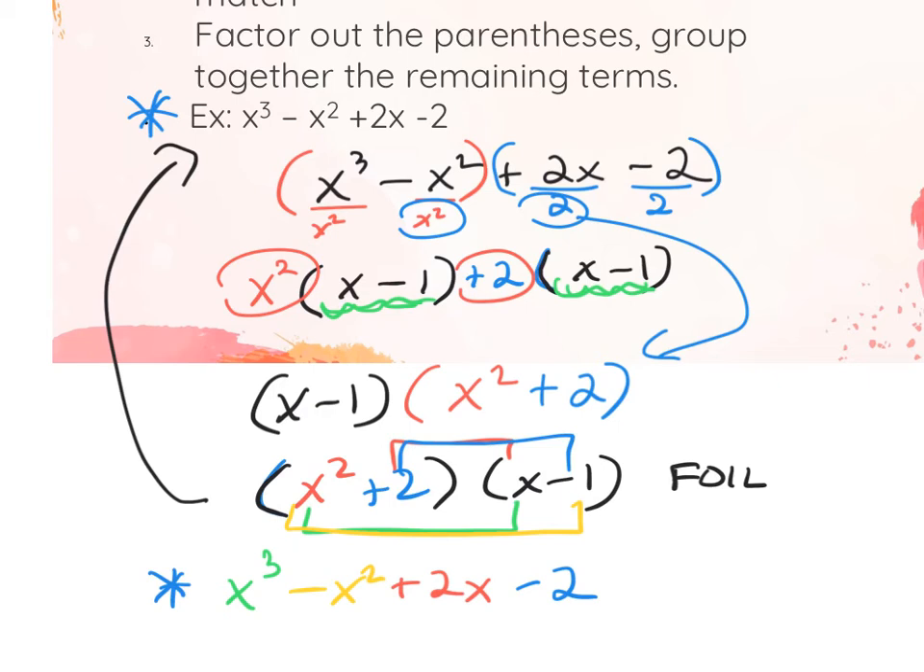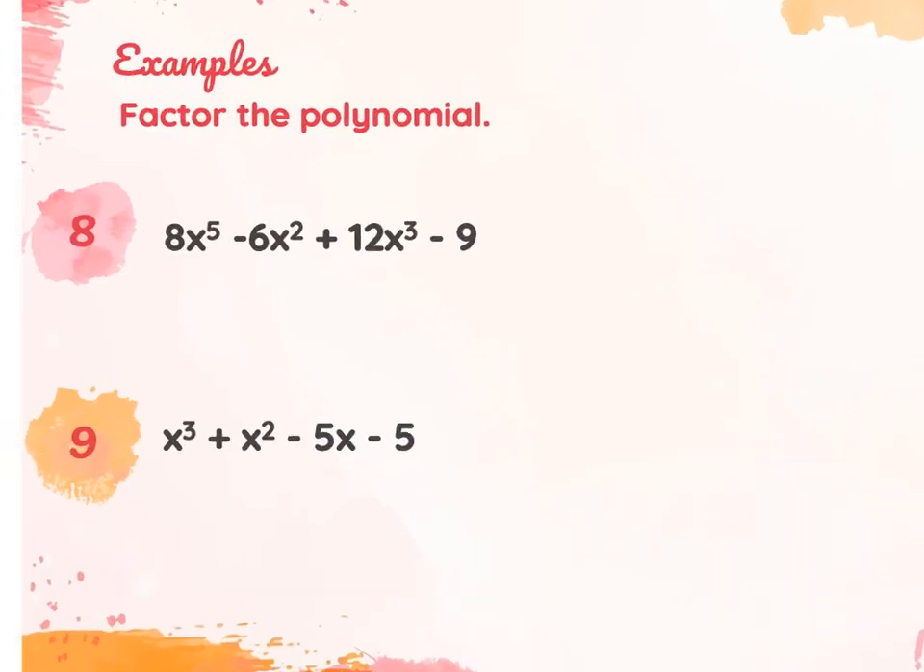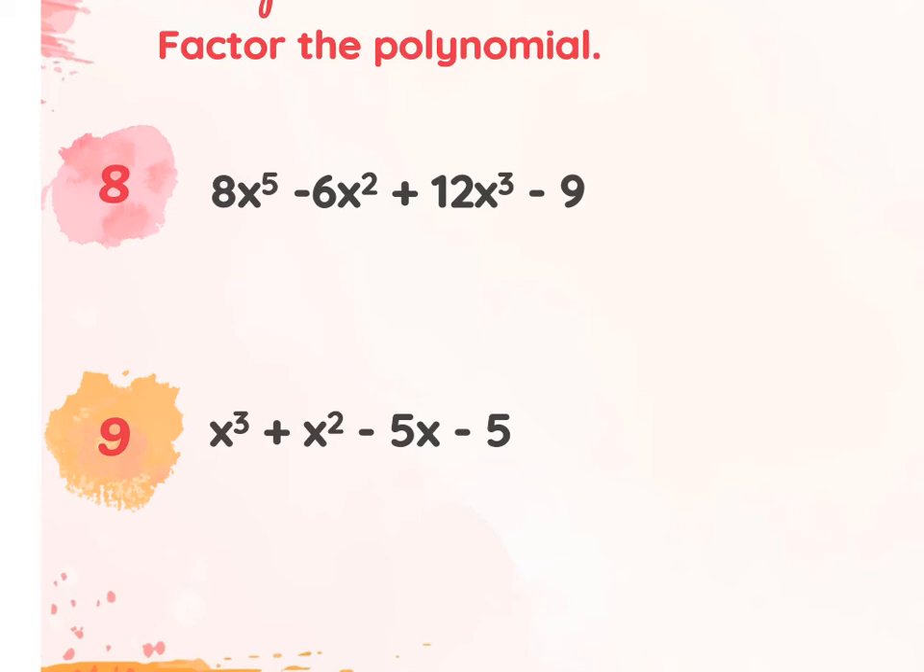This is called factor by grouping. It's when you have a 4-term polynomial. Let's try another one. I'm going to go ahead and make my groups or my pairs. I'm going to make a red pair and a blue pair.